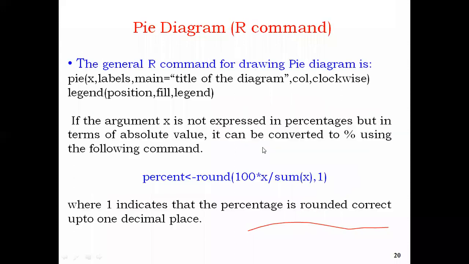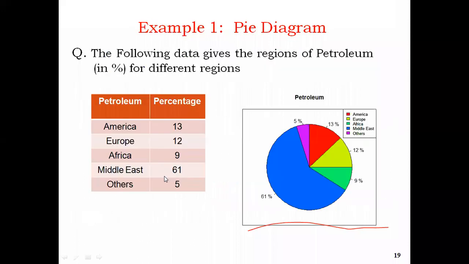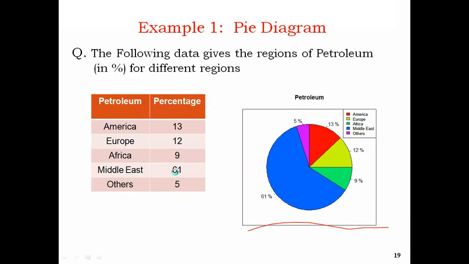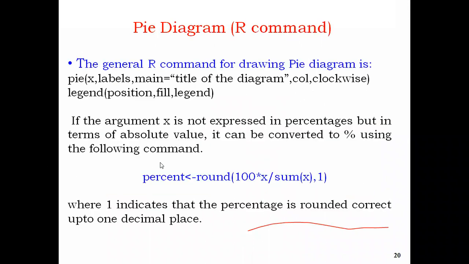Now I'm writing: if the argument x is not expressed in percentages but in terms of absolute values, then, because in this example it is given in percentage, we are not writing anything extra in our R command. But if the values are not in percentages, just absolute values, they can be converted to percentages using the following command.